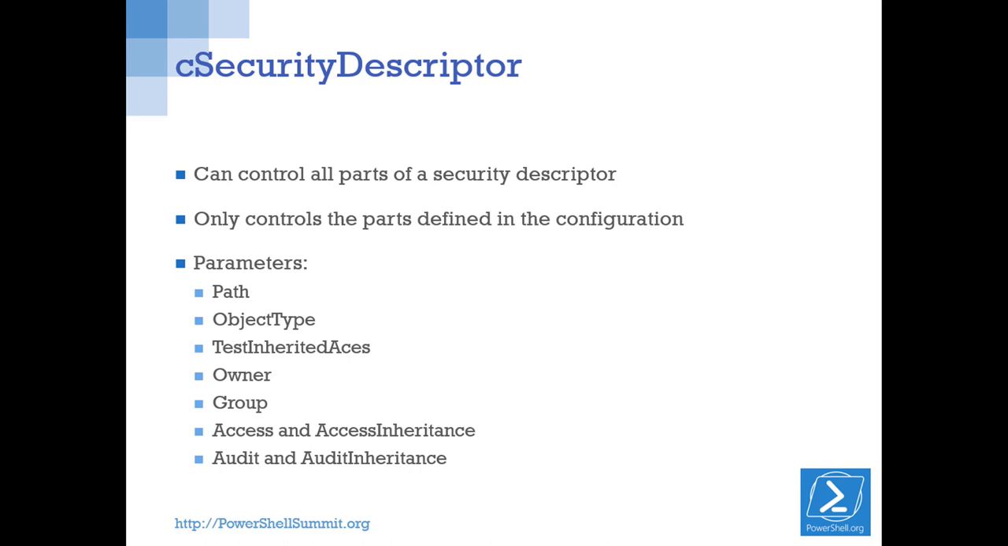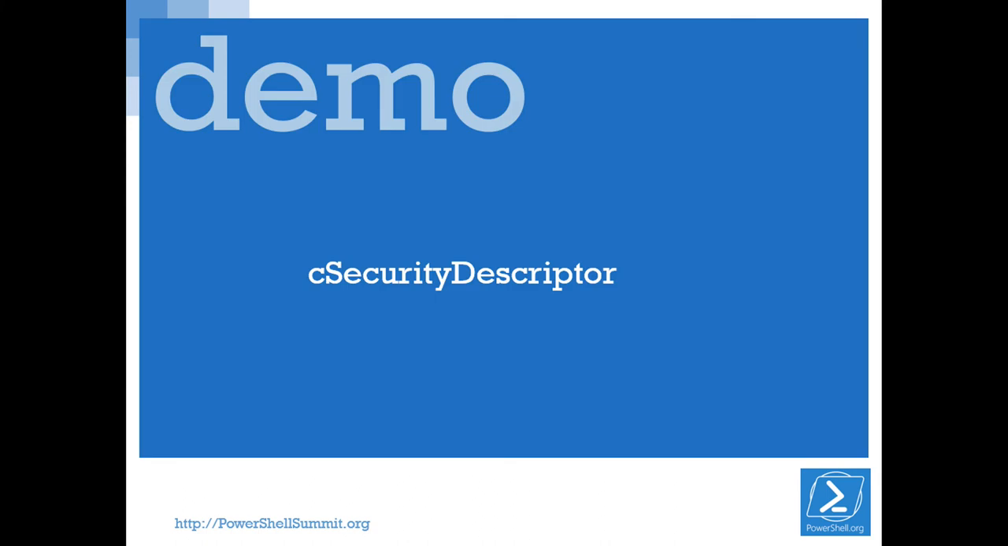Those inheritance properties are going to be true or false. I'm sorry, they're enabled or disabled, those are the valid values. And the access and audit properties are CSVs of how you want these to look. And it's very forgiving, maybe a little too forgiving. You kind of have to look in the help to see what's allowed. We'll cover that in just a second. Well, right now, actually, I guess.